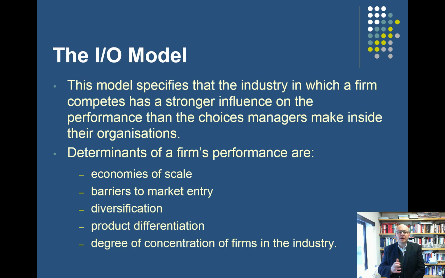So when an organisation is developing its strategy from an IO perspective, it starts by looking outside the organisation to try and understand what are the factors that are present in the general environment, in our industry, in our competitive environment, with our customers, and how are these factors likely to impact on our strategy and our performance. And under the IO model, it is strongly believed that the performance of an individual business is linked to a couple of key things. So the first thing would be economies of scale.